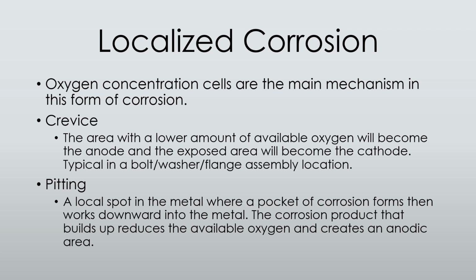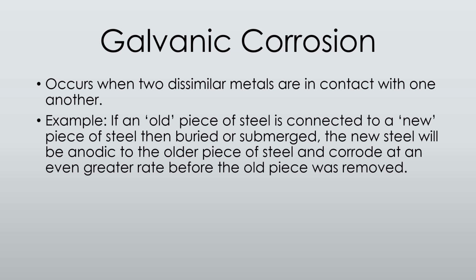Galvanic corrosion is more of a general form of corrosion, but it occurs when two dissimilar metals are brought into contact with one another. The metals touching is automatically our metallic pathway. The two different metals are our anode and our cathode, so we still need an electrolyte present in order for the charge transfer to occur. But if, say, for example, an old piece of steel is connected to a new piece of steel, then buried or submerged, the new steel will be anodic to the older piece of steel, so it will corrode first, and it will corrode at an even greater rate before the old piece was removed.